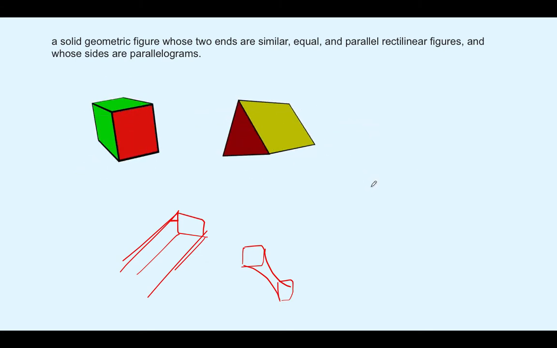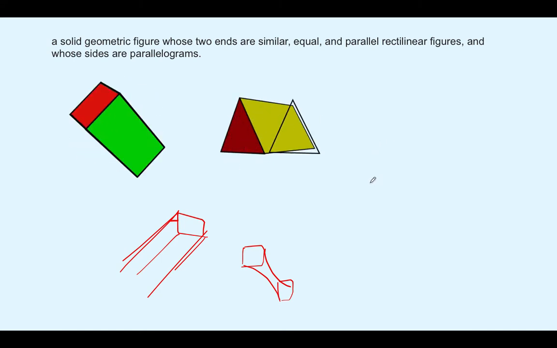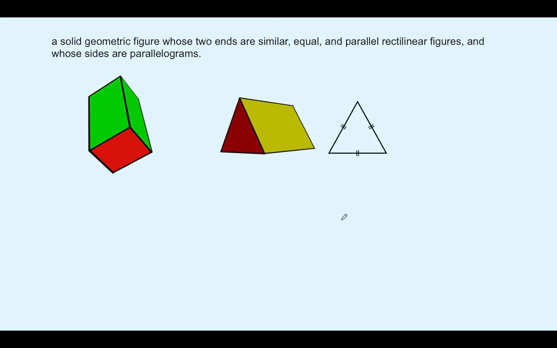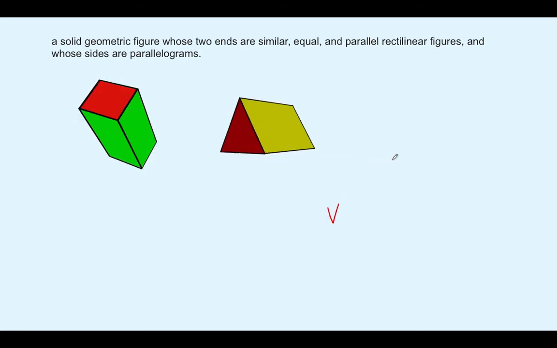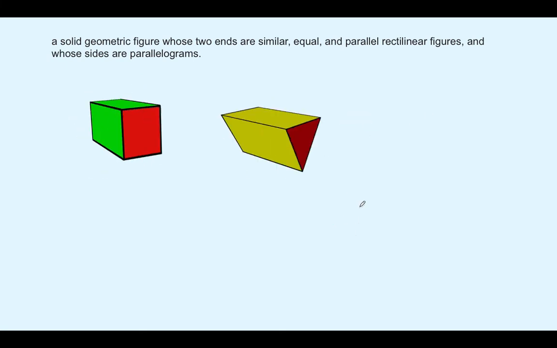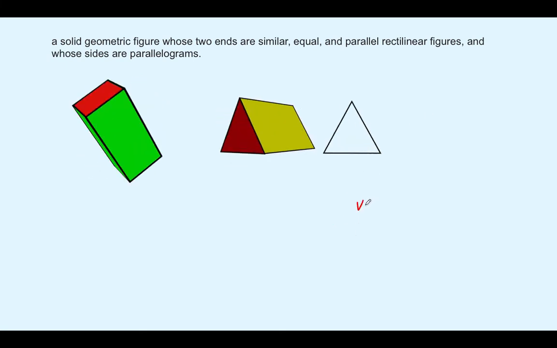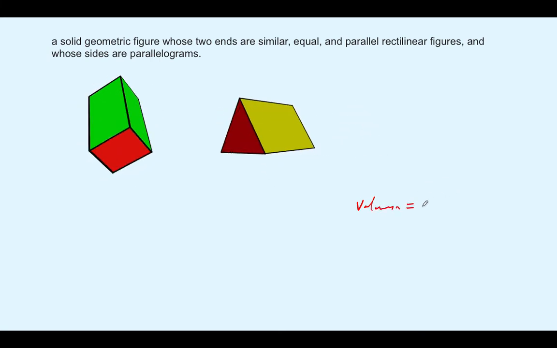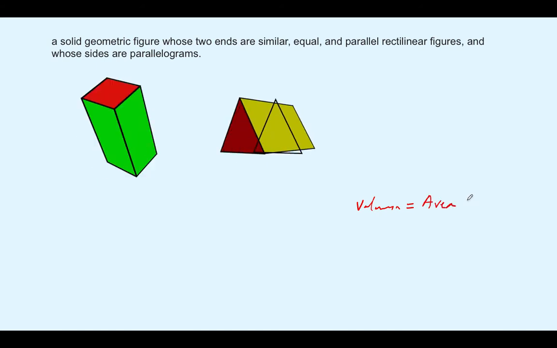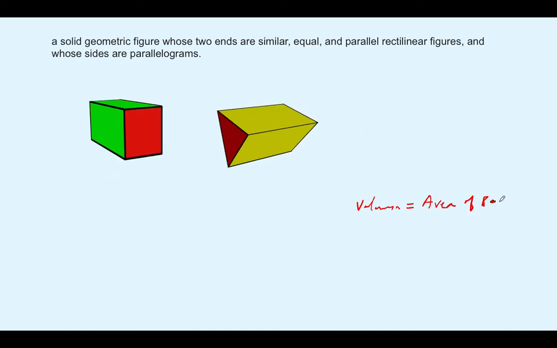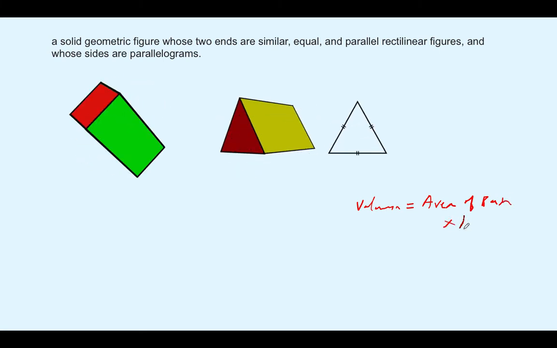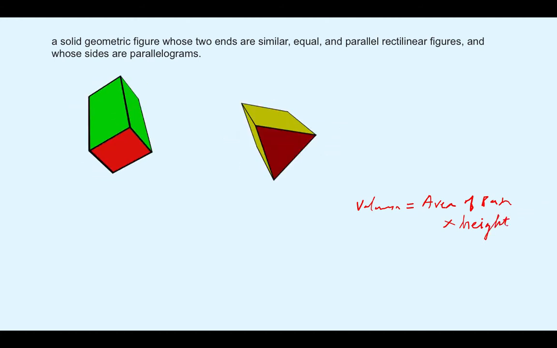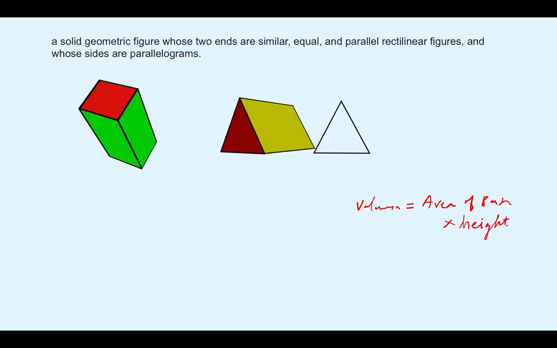So in practice 3 we will be talking about the formula of volume of a prism. So the basic formula for volume of prism is area of base times height. So this is the formula of volume of a prism.